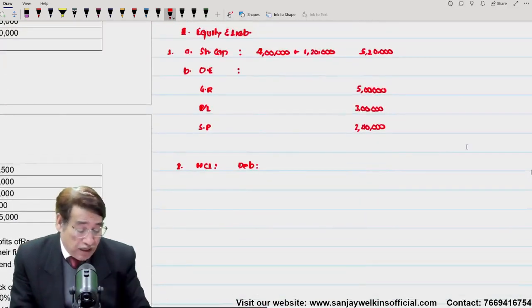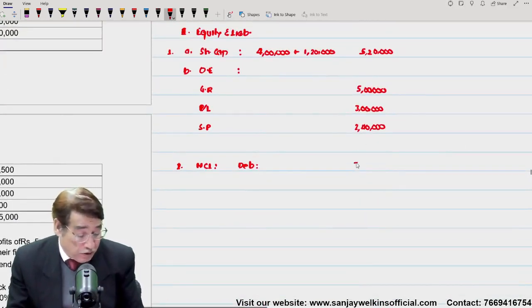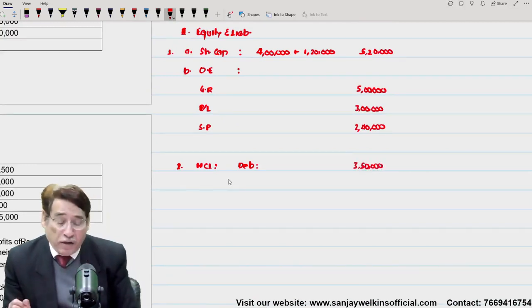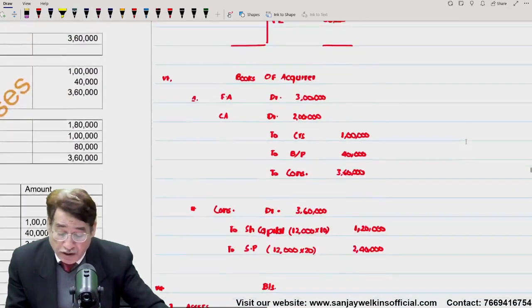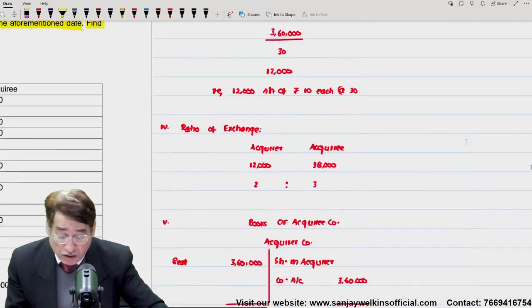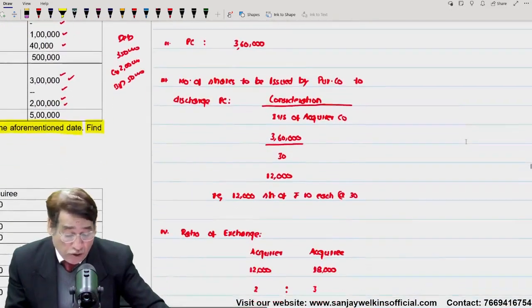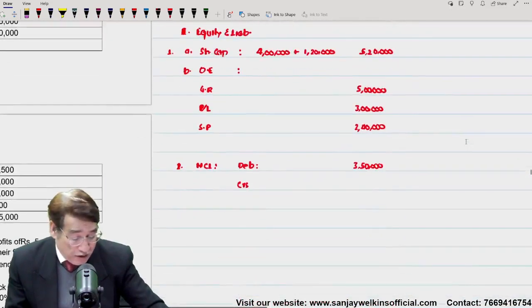So debentures, I will write 3,50,000, because debentures are only of the acquirer entity. Besides the debentures, now I am going to write the amount of creditors. We just saw that creditors of the acquirer entity is given in the question. Creditors were 2 lakh. So I will write the creditors.